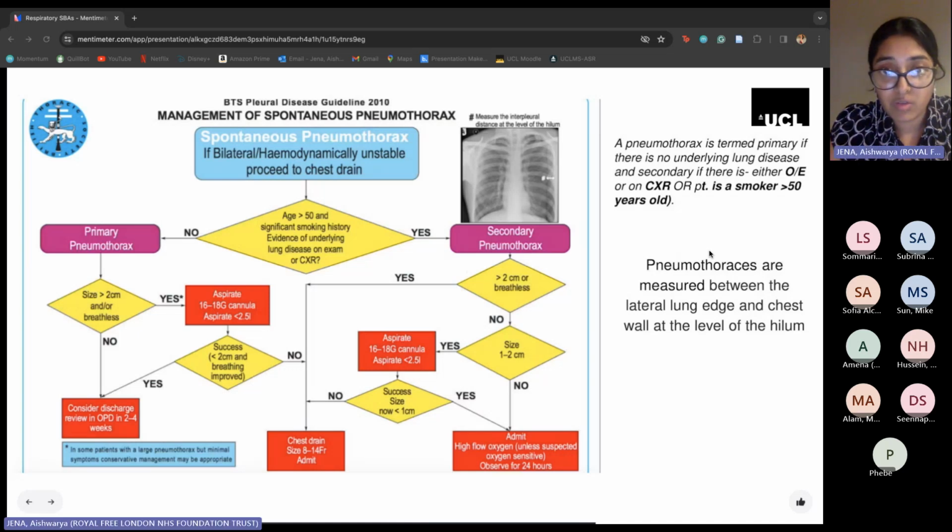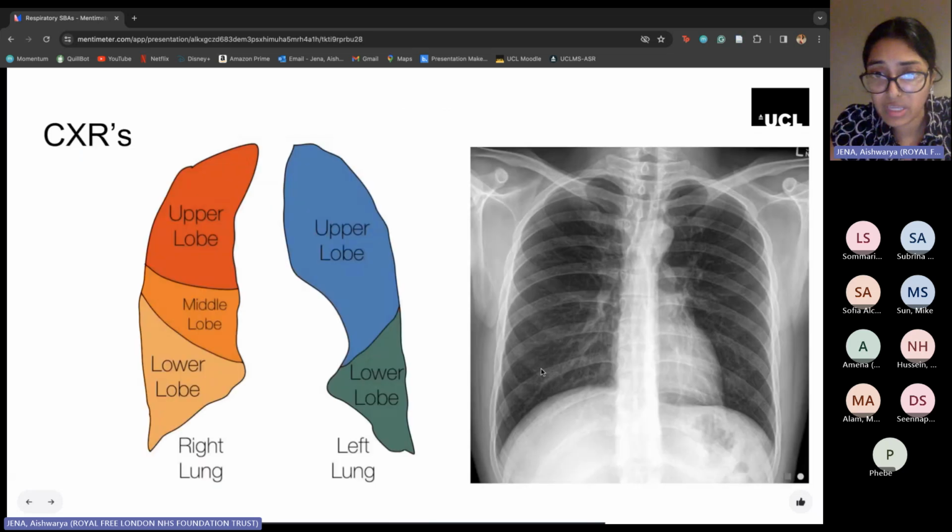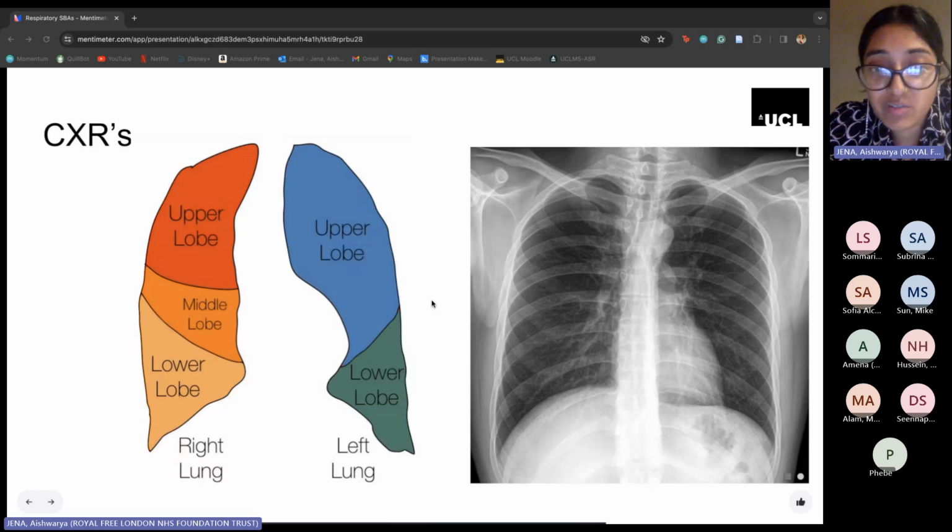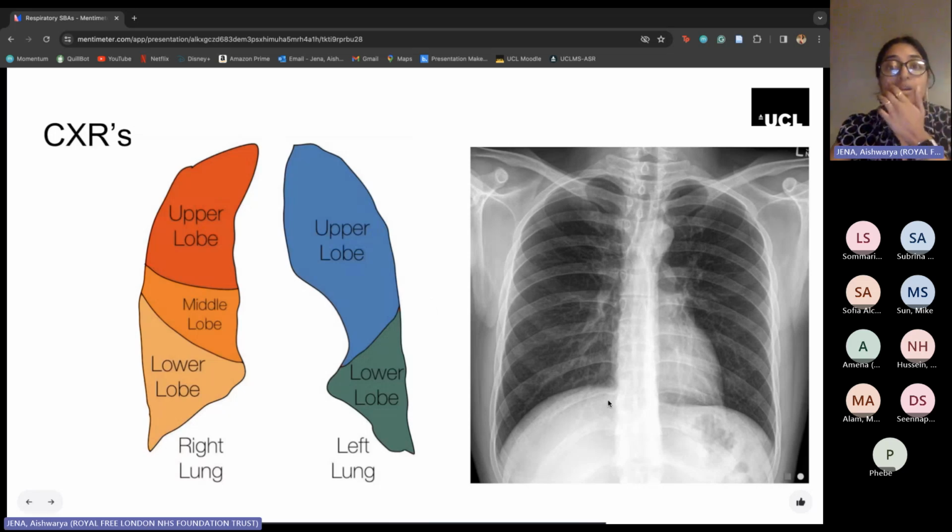So on the topic of, sorry, I'm just really struggling to work this Mentimeter. Okay, on the topic of chest x-rays now, I wonder if anyone would be willing to unmute and present this chest x-ray to me. It's good practice for OSCEs, very good practice for OSCEs. But if not, that's fine. Guys, 10 seconds if you want to.